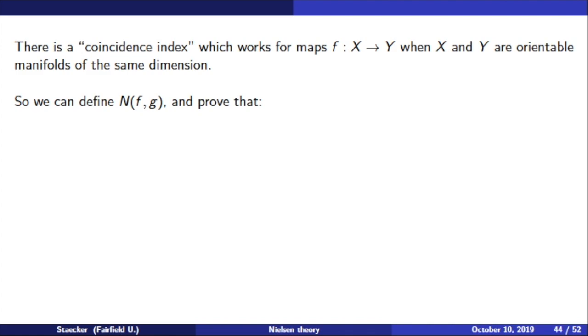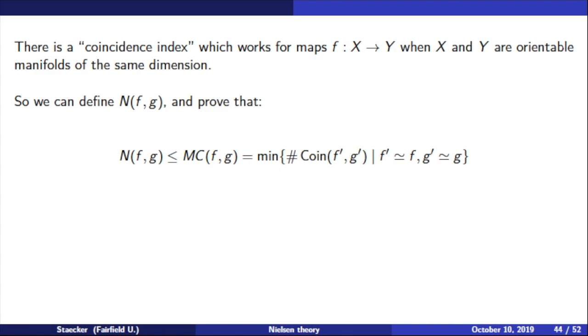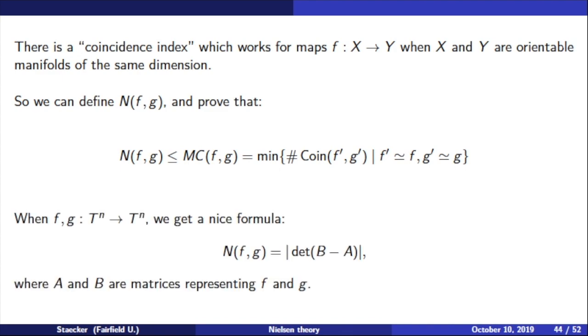It is possible to define the Nielsen coincidence number, and you can prove this: the Nielsen coincidence number is less than or equal to the minimum number of coincidences. So the Nielsen coincidence theory, in many ways, looks just like the Nielsen fixed point theory. And here's a little fact. If you have maps on the torus, you get a nice formula. Remember, the Nielsen number, the fixed point number on a torus, was the determinant of identity minus A. For the coincidence number, it turns out it's just the determinant of B minus A, where B and A are the matrices for F and G. So it works out very nicely.